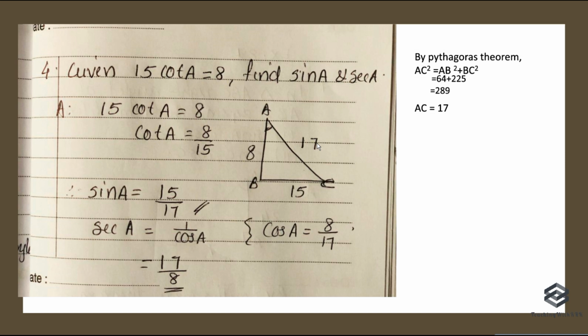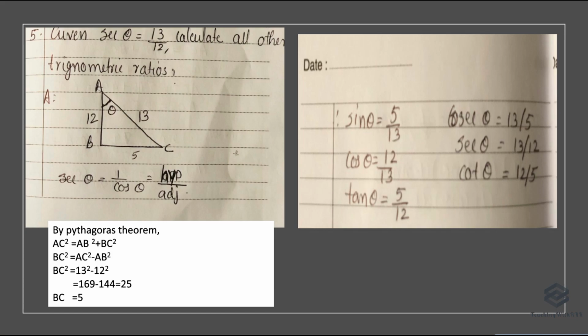Fifth question, same as before. Given sec theta equal to 13 by 12, calculate all other trigonometric ratios. First draw a right angle triangle. One of the acute angles is theta. So mark here theta. Then sec theta is hypotenuse by adjacent. So hypotenuse is AC here. So write here 13 and adjacent 12. Here write 12. Then side BC is missing.